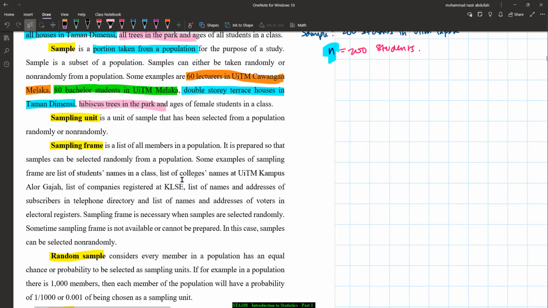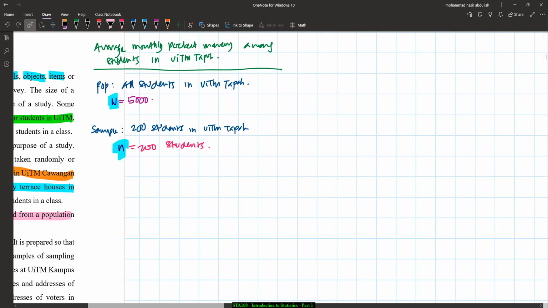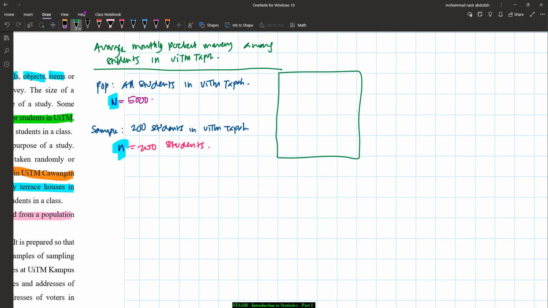Now let's look at another term which is sampling unit. Sampling unit is a unit of sample that has been selected from the population randomly or non-randomly. Okay, now we go back to our example. So in our example, we have a population. Let's say 1, 2, 3, 4 until 5,000. This is a list of all students in UiTM Tapah. We have capital N equal to 5,000. This is population.